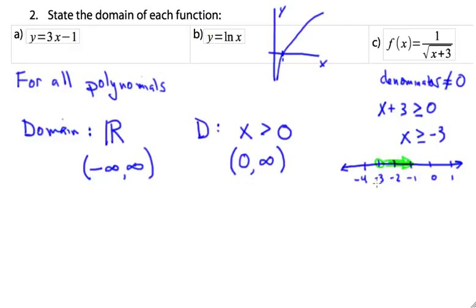The question is what goes on at negative 3. If x equals negative 3, and we look at the denominator, we are making the denominator equal to 0, which this requirement says is not possible. So this remains an open circle over negative 3. So as a result, the domain is going to be x is greater than negative 3 for this function.